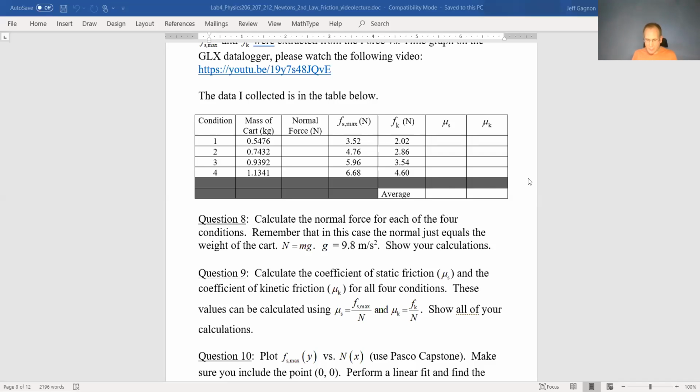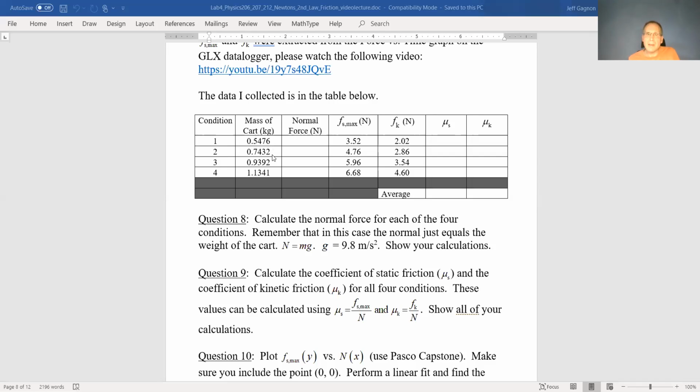Okay, so here's the table. There were 4 conditions, right? It was the wooden cart, and I put 2 square weights on it to make it a little heavier. Then the second condition is a little heavier with 3 square weights, then 4 square weights, and 5 square weights. So it's a cart with 2 weights, 3 weights, 4 weights, 5 weights.